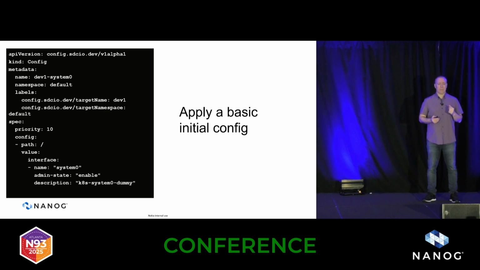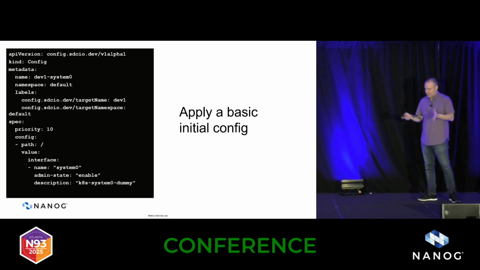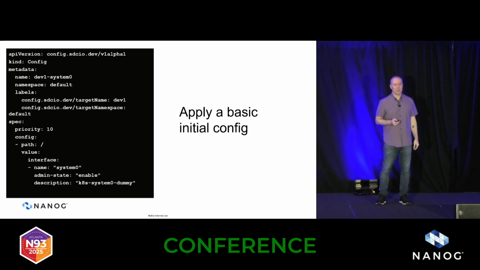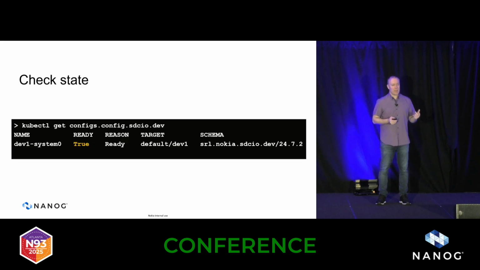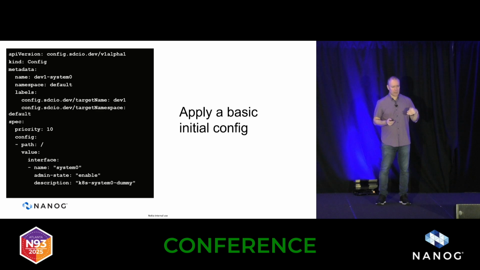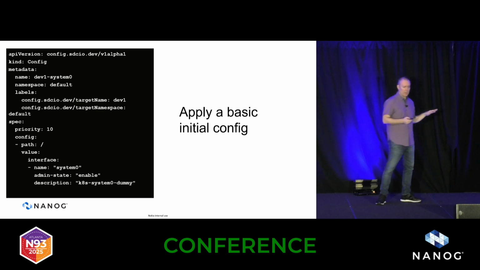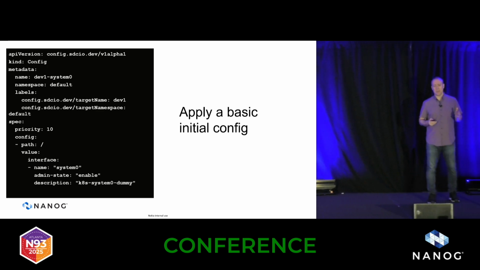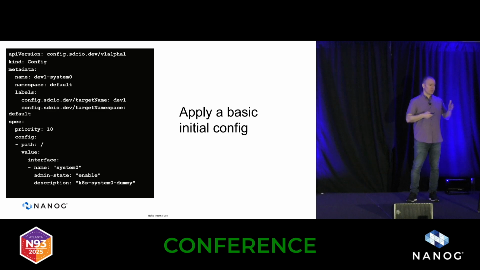Now let's apply. We can start applying configurations, specific configurations or configuration snippets directly to that bunch of devices we just created. And as soon as you apply, in this case, I'm going to create an interface called System 0. It's a dummy interface, but I'm going to use this exercise to show you how I can resolve deviations with my network.